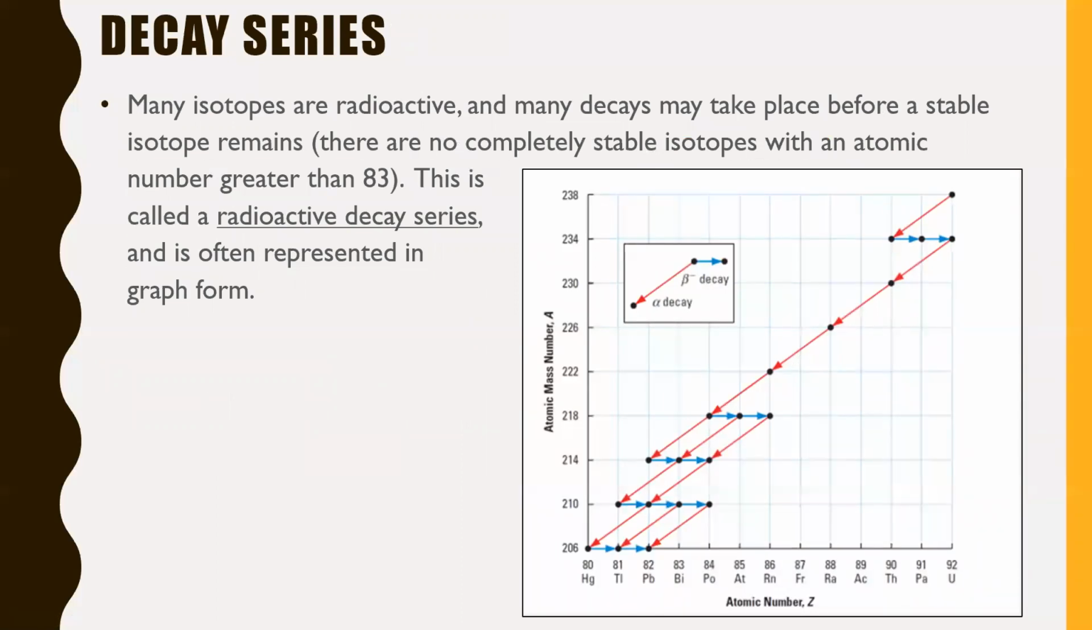All right, next up, decay series. You don't need to know this one too much, but it's just nice to know. The graph kind of helps. Many isotopes are radioactive and many decays may take place before a stable isotope remains. There are no completely stable isotopes with an atomic number greater than 83, just for your information. So like I mentioned before, all the ones at the bottom of the periodic table, none of them are stable, right? This is called a radioactive decay series and is often represented in graph form. Basically, all you need to know from this is if you have something originally, it's going to undergo tons of different decays, alpha, beta, and sometimes even gamma, to eventually become something a little bit more comfortable.